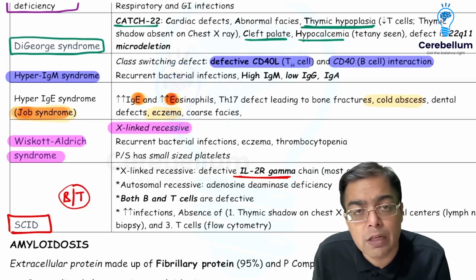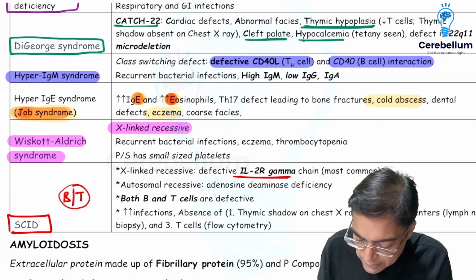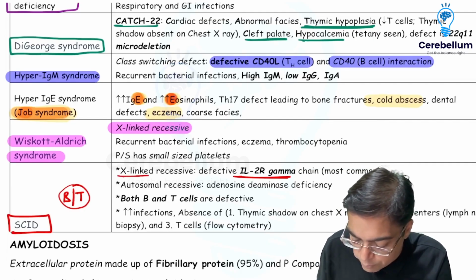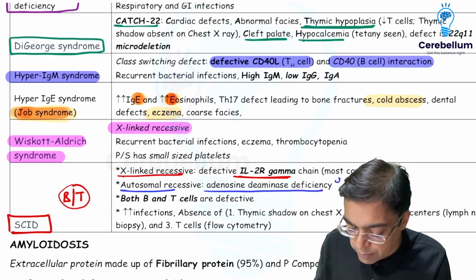But if we are talking about the condition in which there is an autosomal variant and an X-linked recessive variant, in the X-linked recessive variant you have an interleukin problem. The autosomal recessive variant is one which is going to be seen because of enzyme deficiency, and that is adenosine deaminase deficiency.